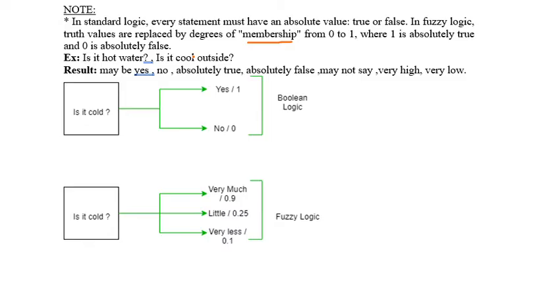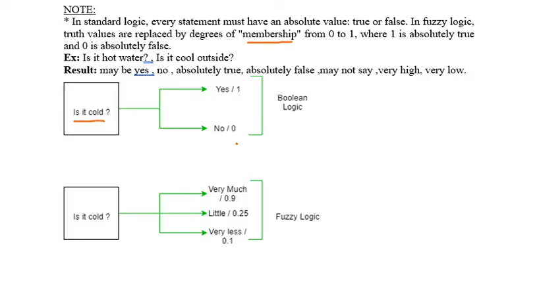Now, is it cool outside? Same thing: in Boolean logic we'll say yes if it is cool, no if it is not cool. That's it. But in fuzzy logic we can say yes, it is cool outside, absolutely yes. If it is not, absolutely no. Or we cannot say which condition it is. Very high means the coolness is very high. Very low means it's not cool, it's very hot. Like this we can have many results, not only these types. This is a rough idea, but we can have other results also in fuzzy logic. So these are some intermediate results between 0 and 1. This is a diagrammatic representation so that you can understand this.